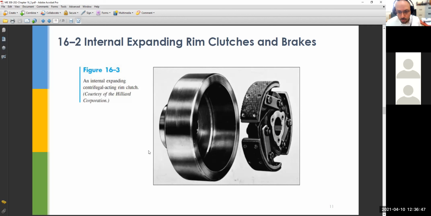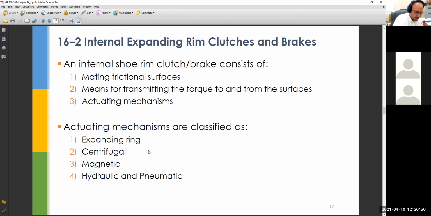Okay, so what are these things? What do they usually consist of? The drum, or a shoe rim, clutch, and brake consist of mating frictional materials, which is very important, means of transmitting torque to and from the surfaces, and an actuating mechanism. You have to actuate. And the actuating mechanism can be an expanding rim, centrifugal, magnetic, hydraulic, and pneumatic.